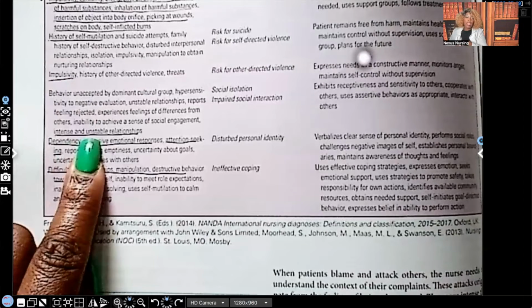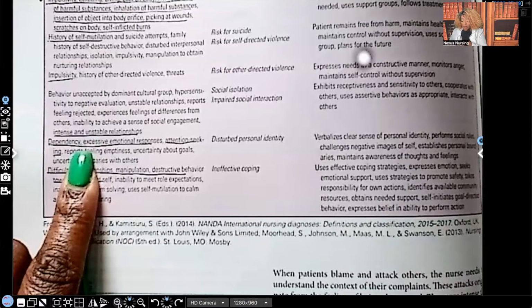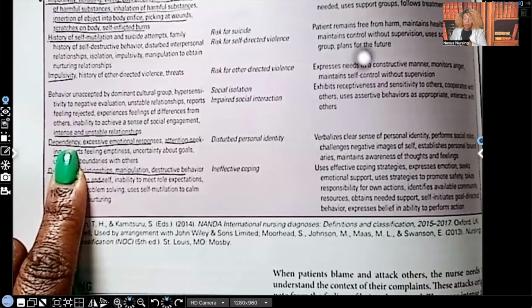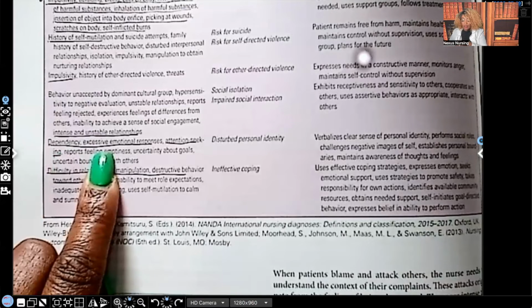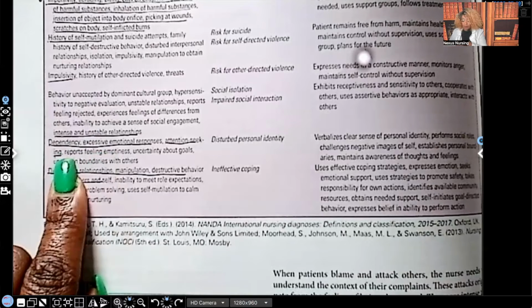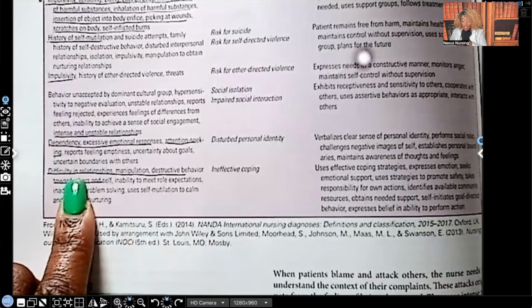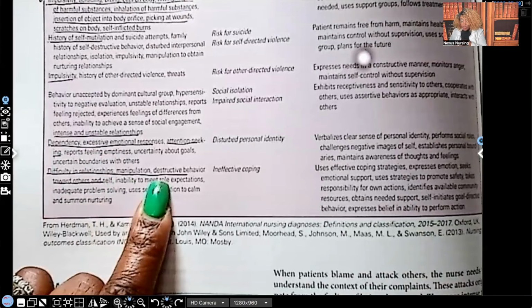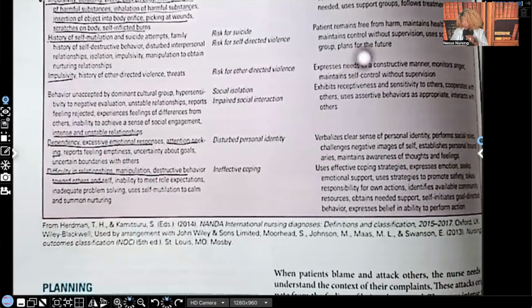intense and unstable relationships, dependency. Remember, they are very insecure about being alone. Dependency, excessive emotional responses, attention-seeking behavior, difficulty in relationships, manipulative, destructive behavior towards others and self.